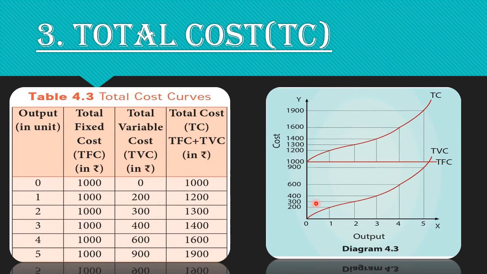So here you can have a look on this. Total fixed cost is starting from the 1000 point, but the total variable cost curve is starting from zero, because when the output is zero, the total variable cost is also zero. That's why the variable cost curve starts from zero, but the fixed cost curve starts from 1000. And we are talking about the total cost curve, and obviously it is the add up of total fixed cost and variable cost. Then the total cost curve will start from 1000. So this is the add up of total fixed cost and variable cost moving upward.